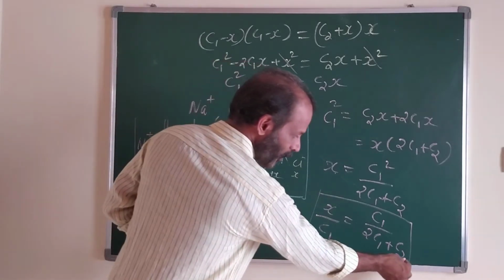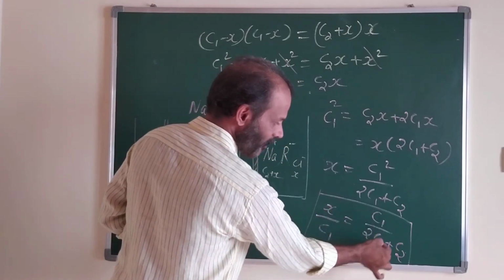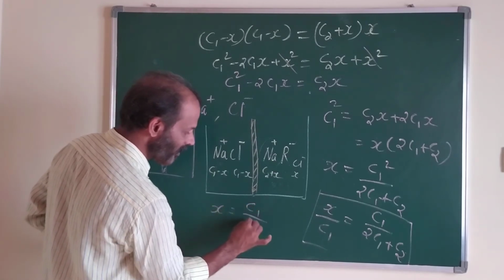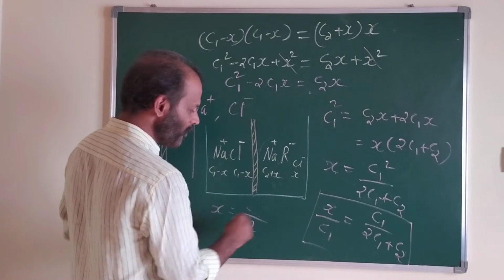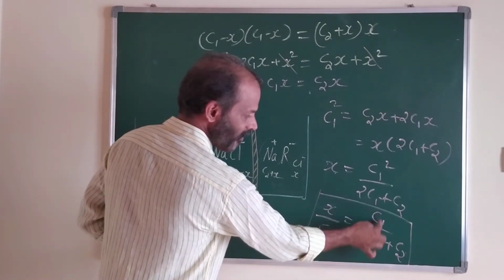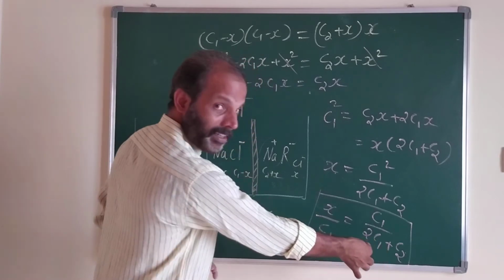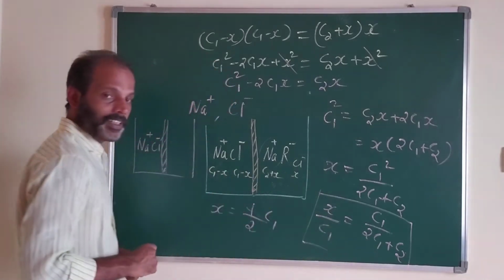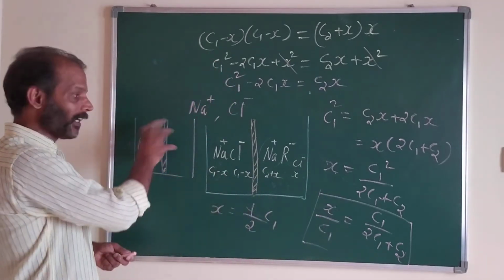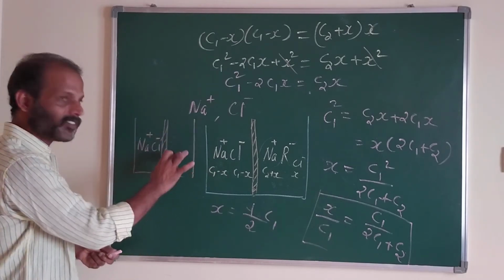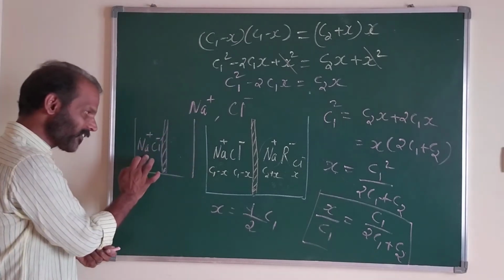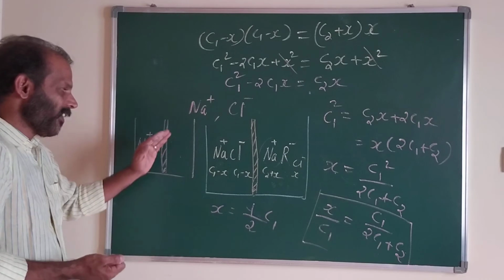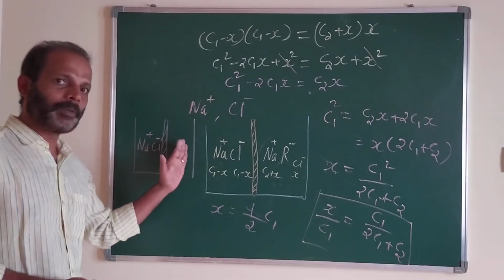Then what happens? If C2 is 0, this x by C1 is equal to C1 divided by 2C1. That is equal to 1 by 2. That is, x is equal to C1 divided by 2, or 1 by 2 C1. x by C1 is equal to 1 by 2. C1 will be cancelled, so it becomes 1 by 2. So x is equal to 1 by 2 C1. That is, half of the concentration will be migrated. If there is no concentration of any other ions, then half of the concentration of Na plus and Cl minus will be migrated, no doubt. Till the equilibrium is attained, half of the concentration will be migrated to the next chamber.